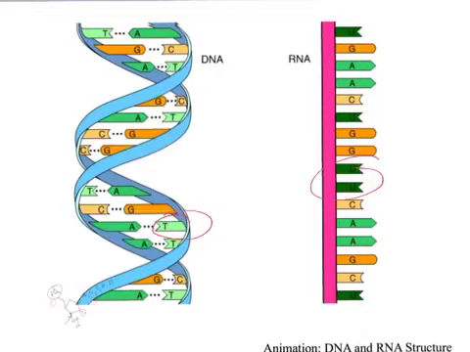DNA is double-stranded, deoxyribose sugar, presence of thymine, right? DNA is the genetic material. RNA, single-stranded, uracil instead of thymine. It is the messenger, right? Codes for a gene. And ribose as a sugar.